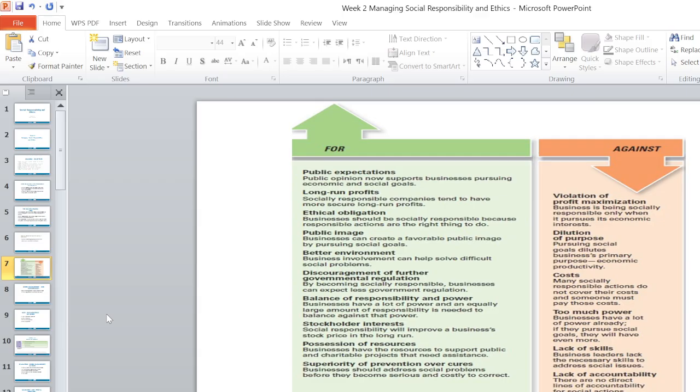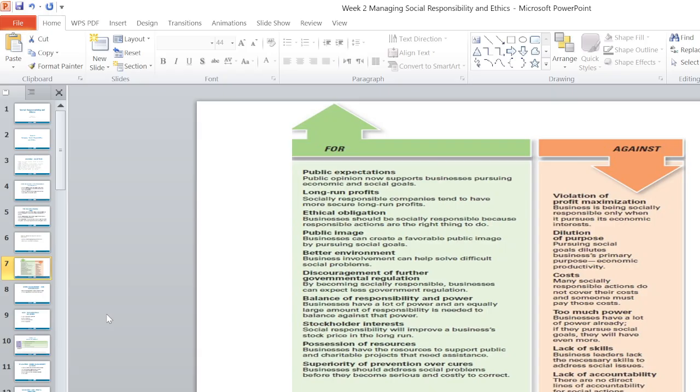And better environment: usually businesses' involvement can help solve difficult social problems related to the environment and to community issues. Discouragement of further governmental regulations: by becoming socially responsible, businesses can expect less government regulation. And the balance of responsibility and power: the more power they have, the more responsible they should be. Those businesses that have a lot of power should be equally responsible also.